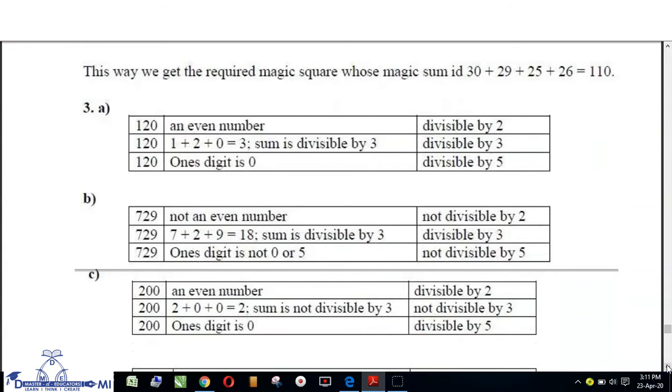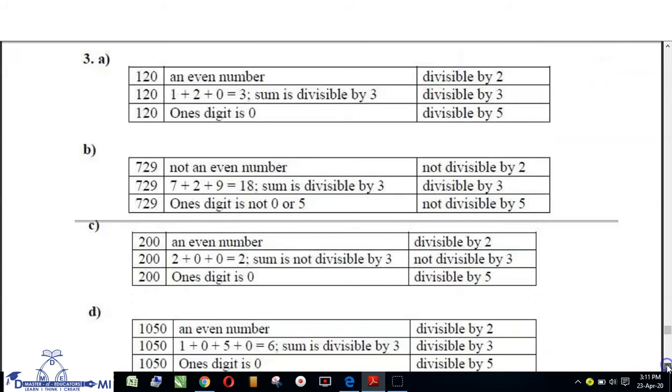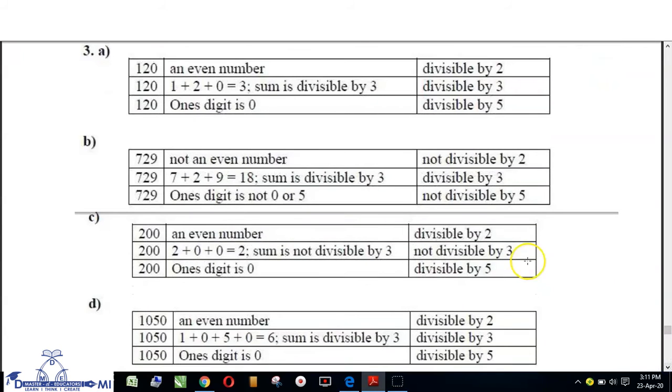Now we are moving up to page number 16, and there we have question number 3. In that first part, we are supposed to find the divisibility by 2, 3, 5 in all the parts of question number 3. So the first number in part A, that is 3A, is 120. So we have to check its divisibility by 2, 3, and 5.